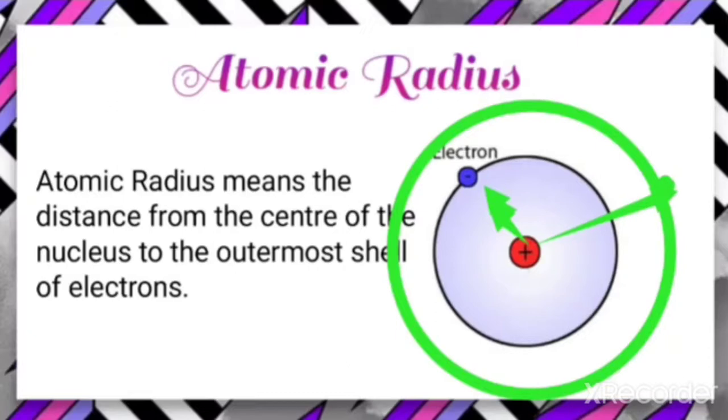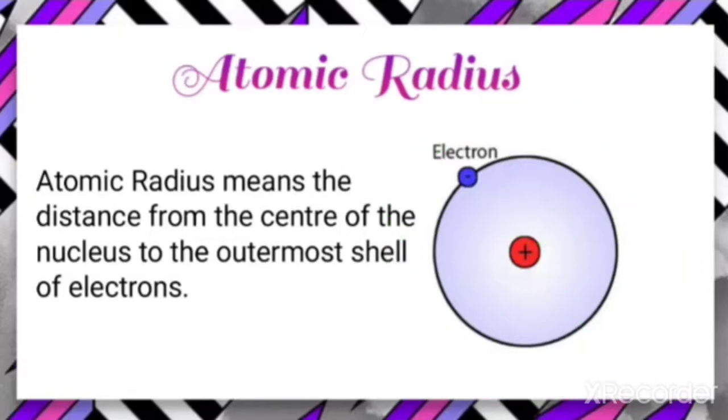So what is atomic radius? Atomic radius is the distance from the center to the outermost shell of electron. That means an electron should be there in that shell. Only then do you measure the distance from the center to that shell. So that is the definition of atomic radius. So how do we represent the size of an atom?